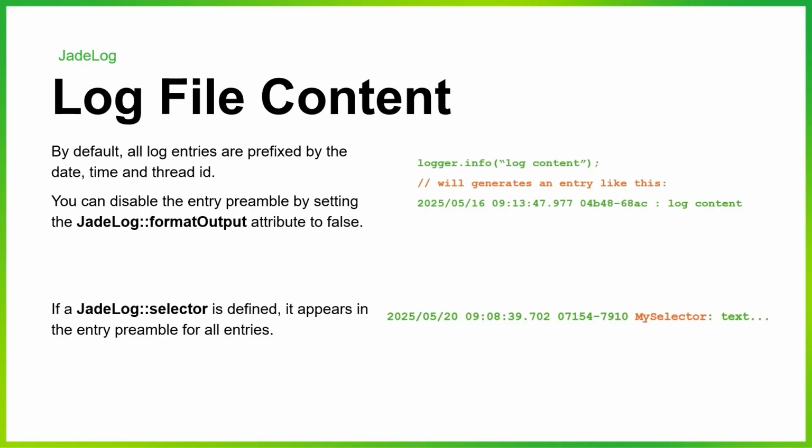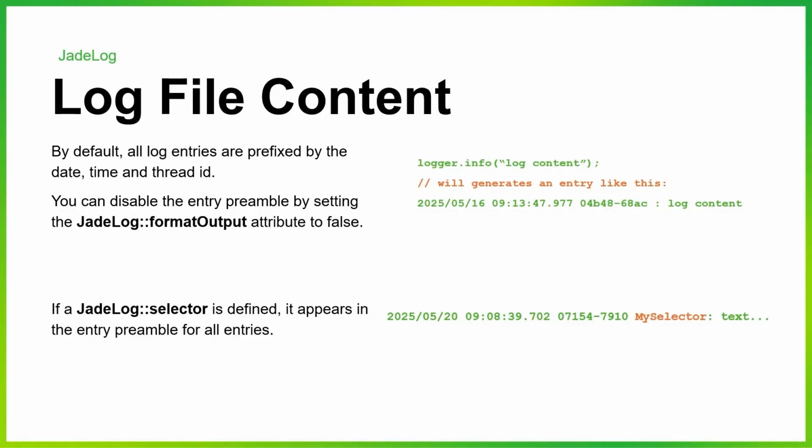What do you get in your log file? All log file entries are prefaced by a date, time, and a thread ID. You can turn this off by setting the format output attribute to false, and then you just get the content without any of the preamble. If you happen to set the selector attribute, then your selector will appear in the preamble.